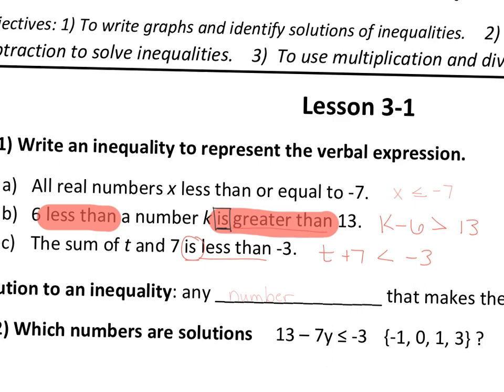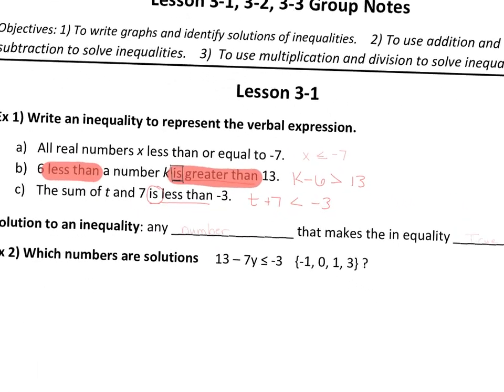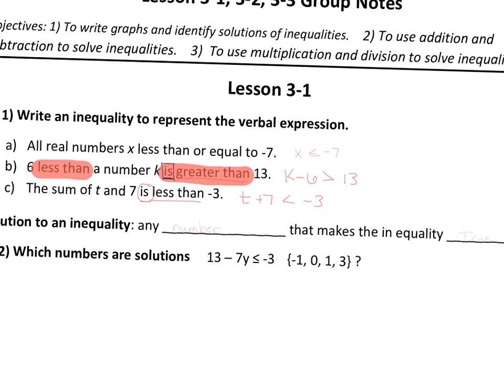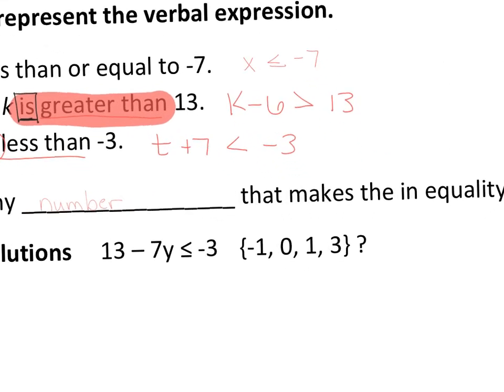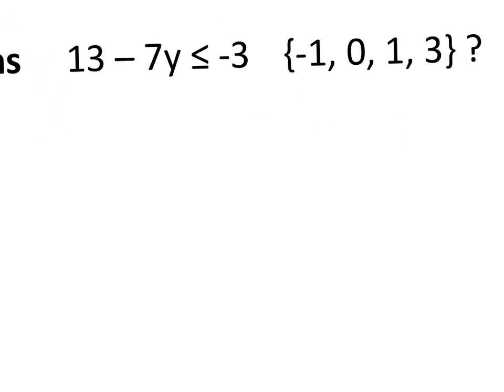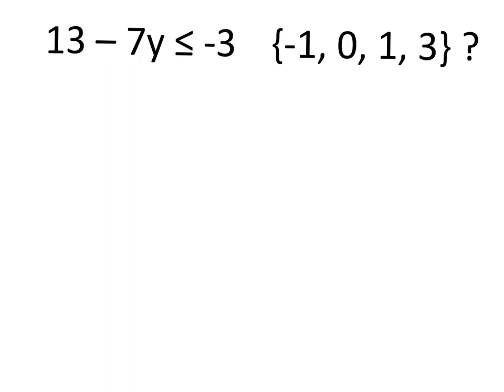All right, so now, a solution to an inequality is any number that makes the inequality true, okay? So the question is, which ones of these work? Which one are answers? Now, there's not really a shortcut to this. You're going to just plug them all in and see what works and what doesn't. So I'm going to start with the -1. So 13 minus 7 times -1 is less than or equal to -3. So now just solve. 13, -7 times -1 is +7, less than or equal to -3. So is 20 less than or equal to -3? The answer is no. Okay, so that's not an answer.